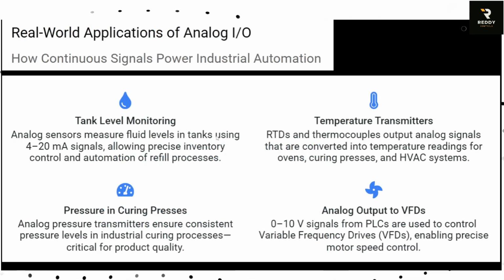Real world applications of analog IOs. Tank level monitoring: analog sensors measure the fluid levels in the tanks using 4 to 20 milliamp signals, allowing precise inventory control and automation of refill processes. Temperature transmitters, RTDs and thermocouples output analog signals that are converted into temperature readings for ovens and curing presses. Pressure in the curing press: analog pressure transmitters ensure consistent pressure levels in industrial curing processes, critical for product quality. Analog output to VFDs: 0 to 10 volt signals from the PLC are used to control variable frequency drives, enabling precise motor control.